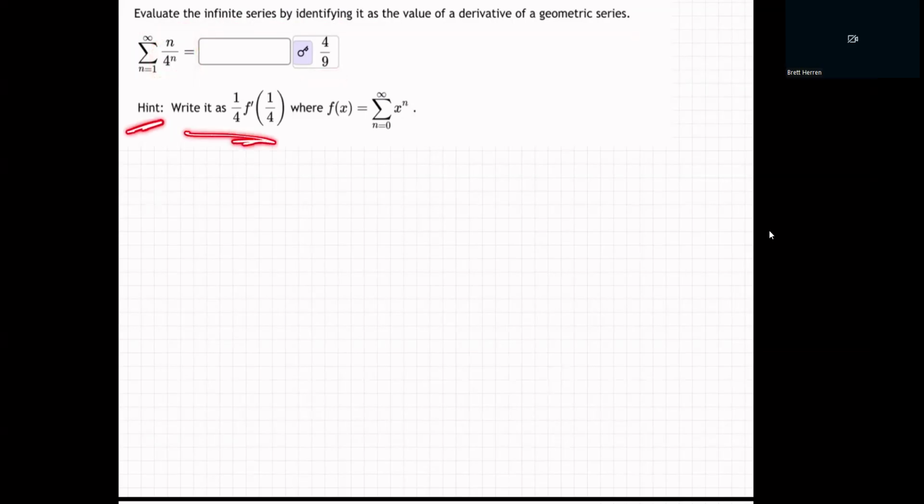Write it as 1/4 times f prime of 1/4, where f is this. That's the geometric series we want to use. First off, why? I'll do that and we'll get an answer. But why is it right? Because if we take this geometric series right here, f is that series, the sum from n equals 0 to infinity. This is f of x, x to the n.